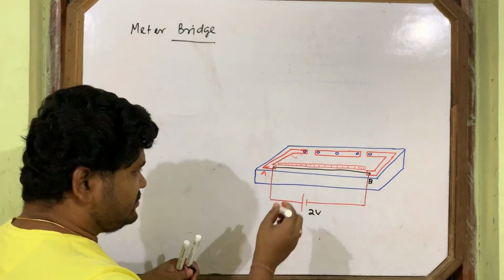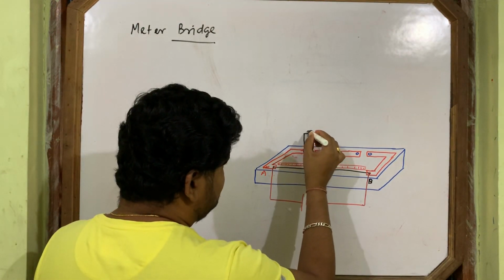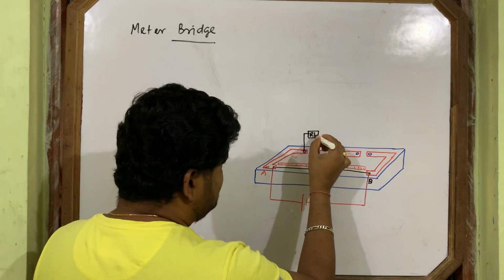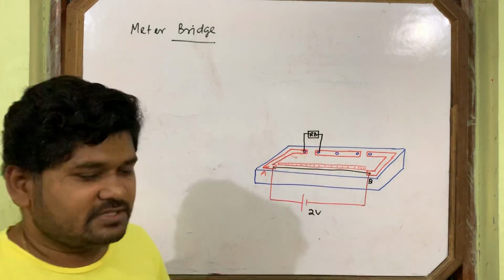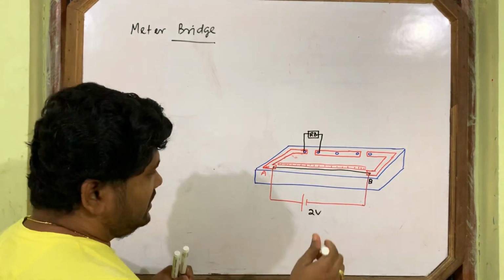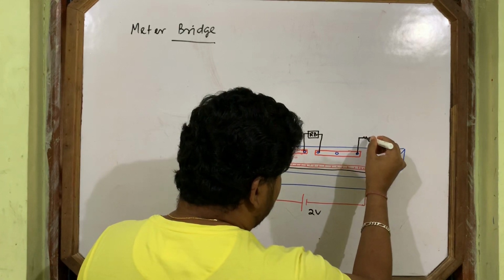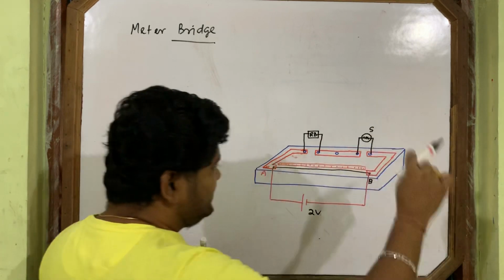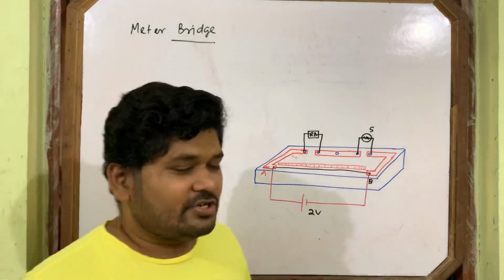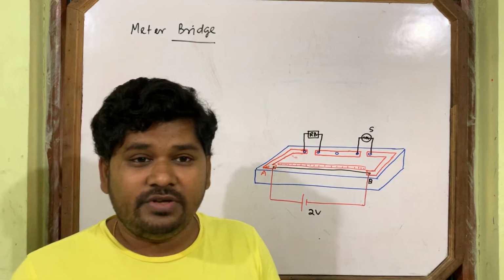A resistance box will be given to you. This is the resistance box. You will connect one resistance box, and here you will connect the unknown resistance. This unknown resistance may be a wire. The resistance which you don't know, you will calculate.